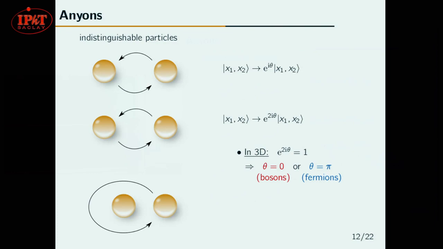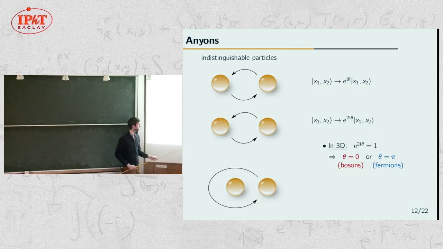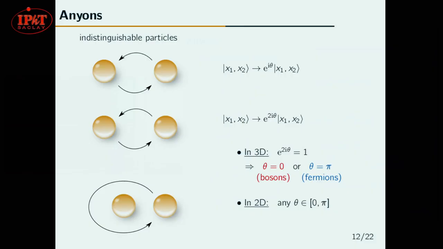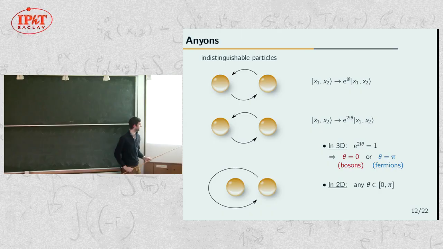So it leaves you 2 possibilities. Either this theta is 0 and you have bosons, because when you exchange 2 particles, the state is the same. Or this phase is pi, and so when you exchange the particles, you pick up a minus sign, so these are fermions. But if you work in lower dimensions, so in 2 dimensions, then you cannot reduce this path to a trivial path, so these states have no reason to be related in any way, and so you can have any phase that you want between 0 and pi. And these particles which have any phase here are called anyons, which just comes from "any", and you put "ons" at the end.